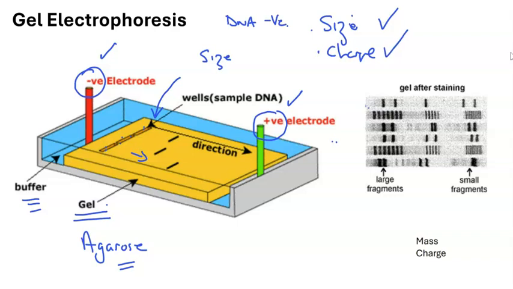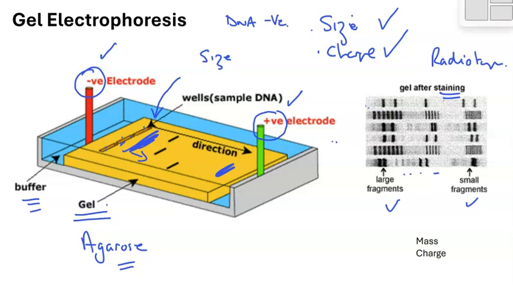Once this technique is complete, it is then possible to identify the fragments either by using staining techniques or by using radioisotopes. In this way, we're able to see the different fragments within the sample. Large fragments will not have traveled very far, and small fragments will have traveled a long distance, as is shown in this particular image here.